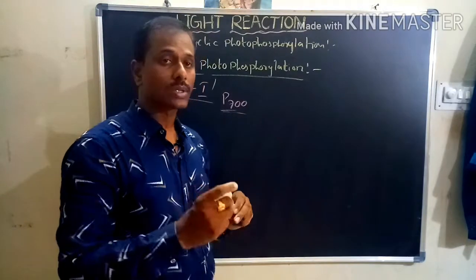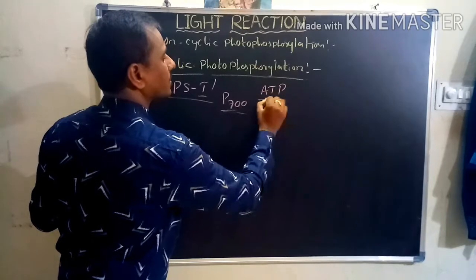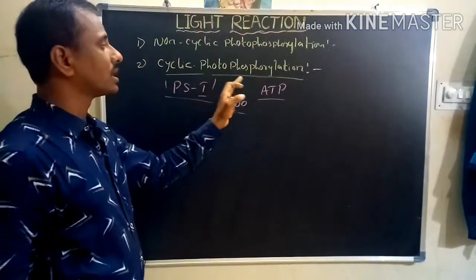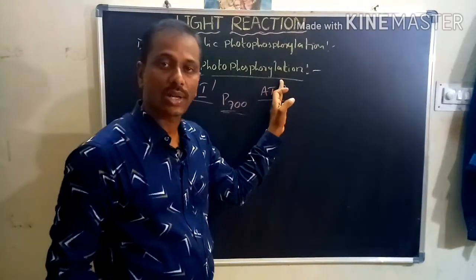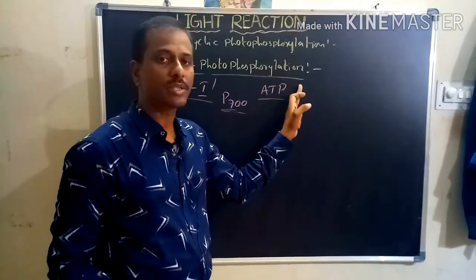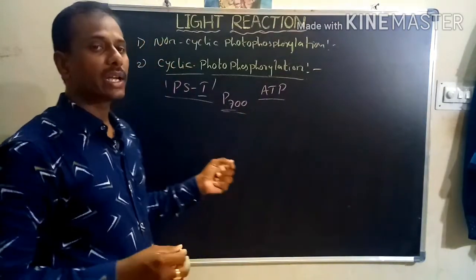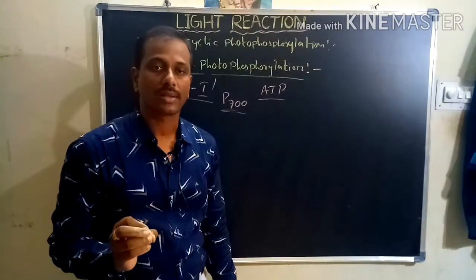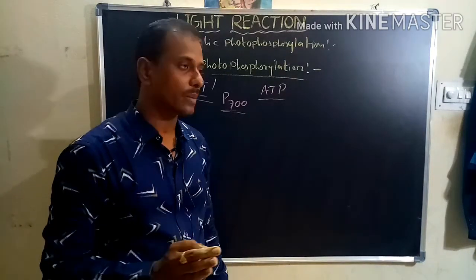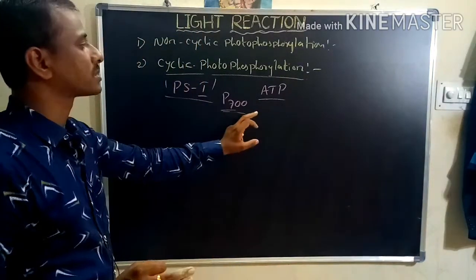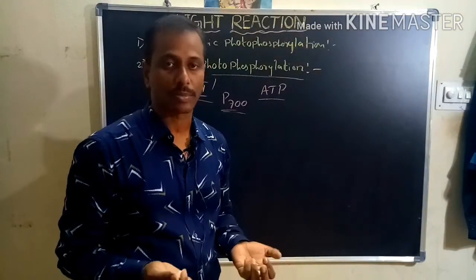In the cyclic system, only ATP molecules are synthesized, so this process is called cyclic photophosphorylation. Phosphorylation means production of ATP. So how does cyclic photophosphorylation take place, and where does it take place?